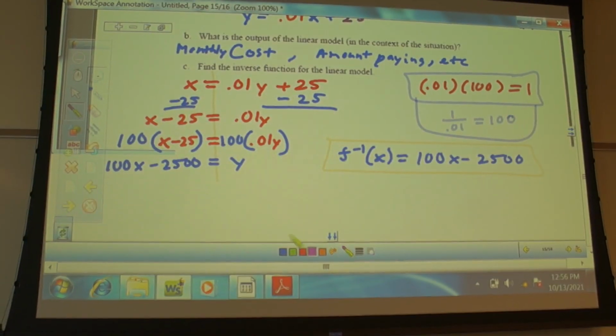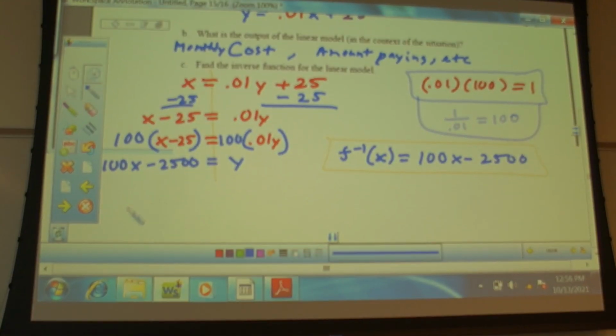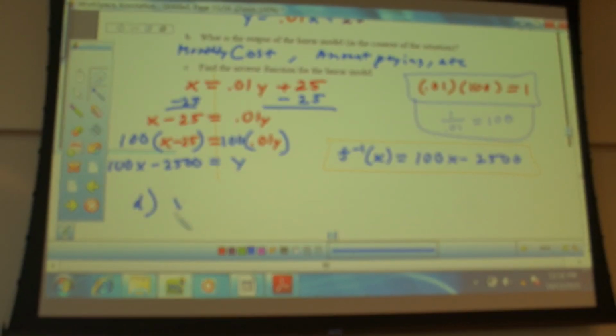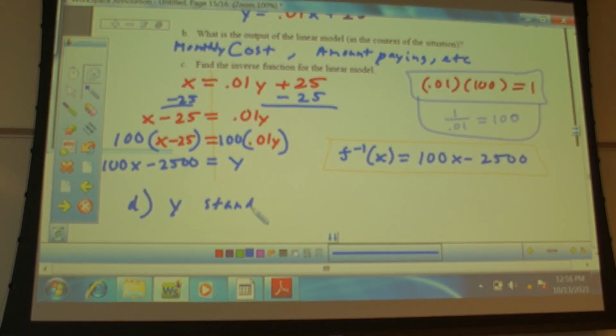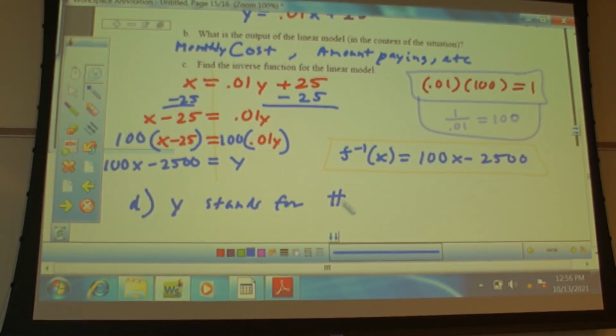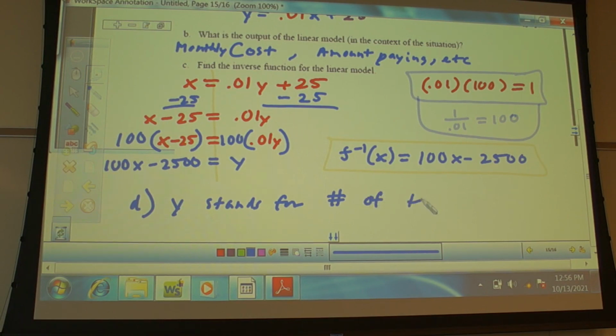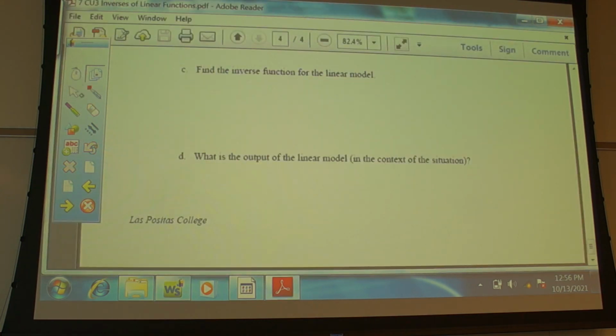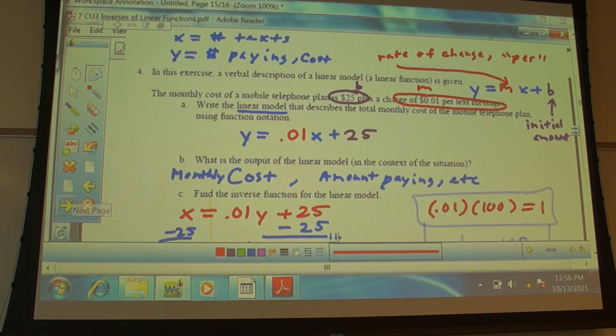Okay, that was the old one. Oh, and it flipped to the inverse. So yeah, D, Y stands for the number of texts per month. Good. Or I should say each month, because I don't want to confuse with per, because per is the rate.